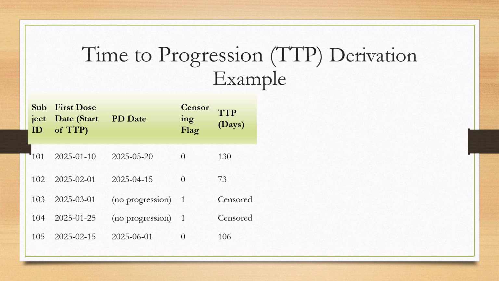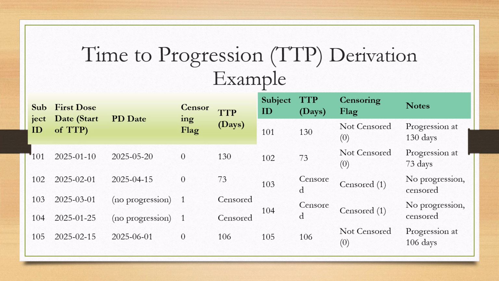For subject 103, there was no progression, as well as for subject 104, there was no progression. So for these two subjects, the TTP is censored at the last known follow-up date, that is the last known date where the subject was still in remission at study conclusion. For the last subject, subject 105, the same is the case: this subject experiences progression. So we will take the difference between the progression date and the first dose date to calculate the TTP, which comes out to be 106 days.